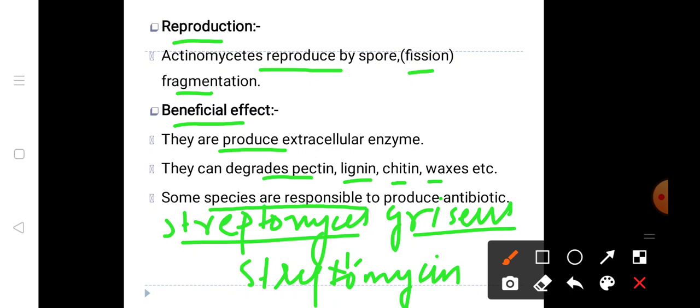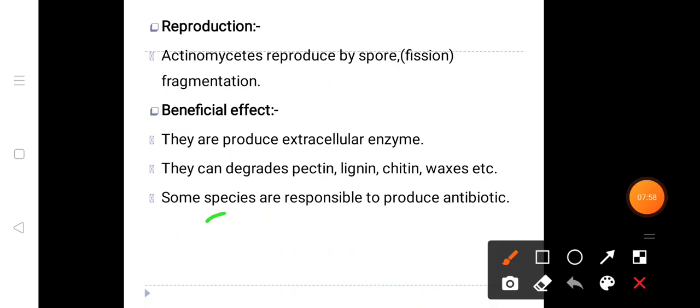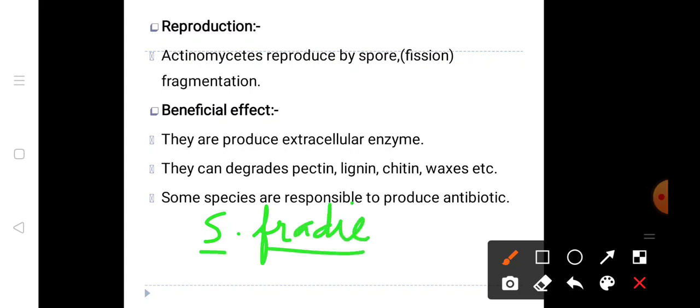Another example I can give is Streptomyces fradiae, which produces the antibiotic neomycin. So these are the examples: Streptomyces griseus produces the antibiotic streptomycin, and Streptomyces fradiae produces the antibiotic neomycin. So these are the beneficial effects.